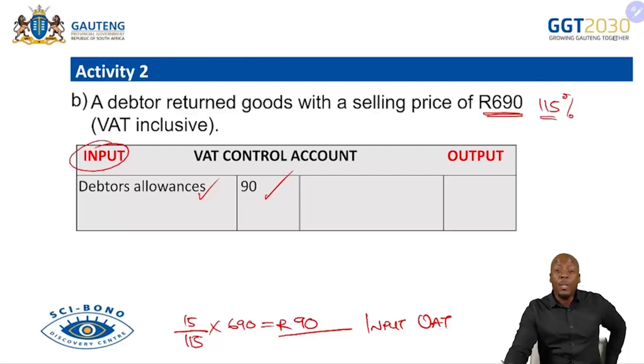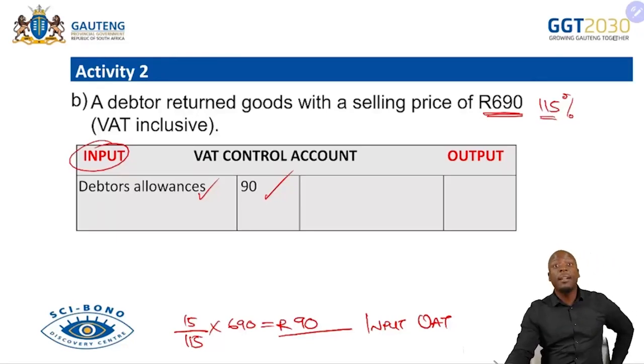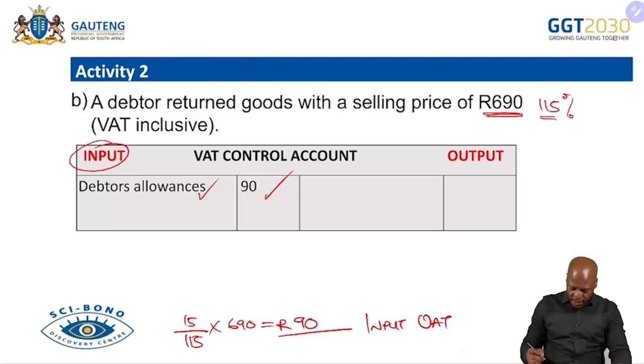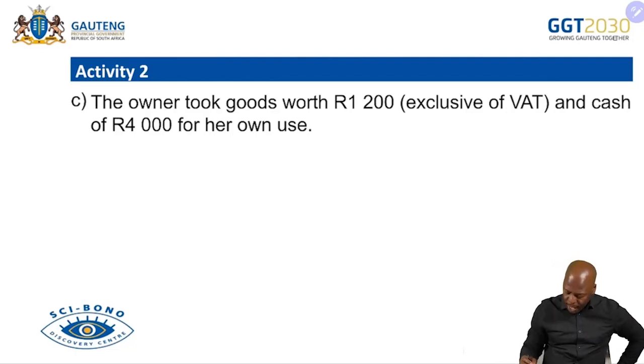Okay. I want us to quickly go on now again to information number C. Let's hear what information C is saying. Here's information C. The owner took goods. Okay. So if the owner is taking goods for personal use, what do we call that? Drawings. Okay. So the owner took goods worth 1,200. Exclusive. Exclusive means 100%.